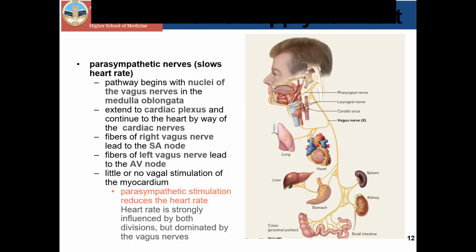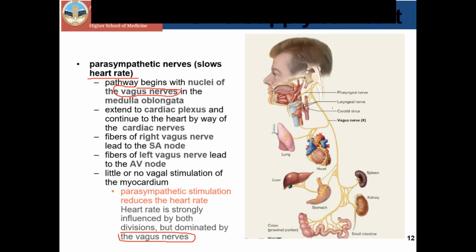Parasympathetic nerves are important; they slow heart rate. Parasympathetic nerves means vagus nerves. You need to memorize it, guys. Parasympathetic, it's the vagus nerve. Parasympathetic stimulation reduces the heart rate. Heart rate is strongly influenced by both divisions, but dominated by the vagus nerve. This is important to memorize, vagus nerve. The right vagus nerve leads to the sinoatrial node, and the left one to the atrioventricular node.